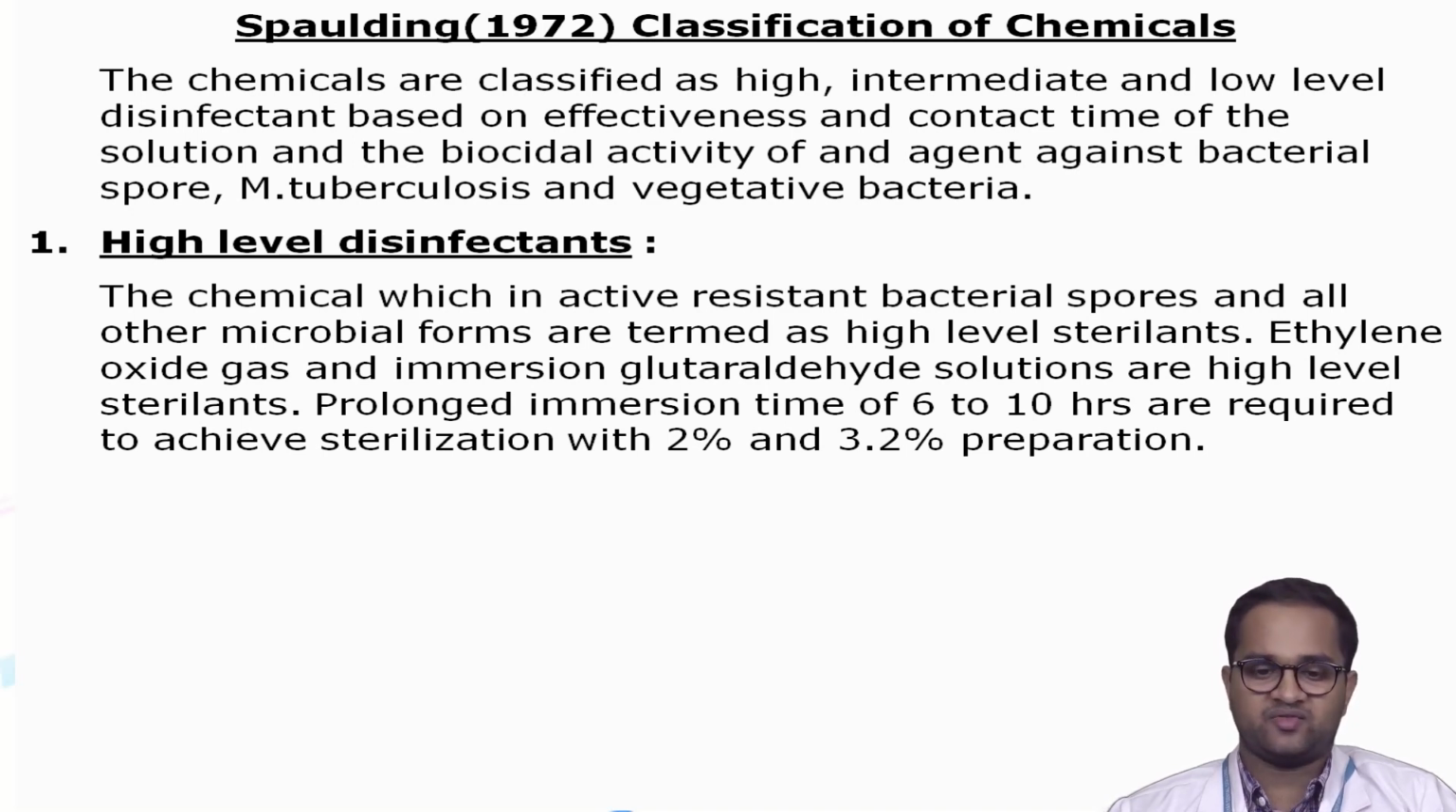Coming to high level disinfectants, the chemicals which have active resistance to bacterial spores and all microbe forms are called high level sterilants. Ethylene oxide gas and immersion glutaraldehyde solution are high level sterilants. Prolonged immersion of 6 to 10 hours is required to achieve sterilization with 2% and 3.2% preparations respectively.